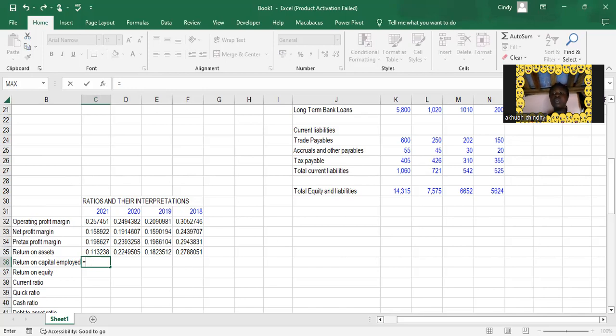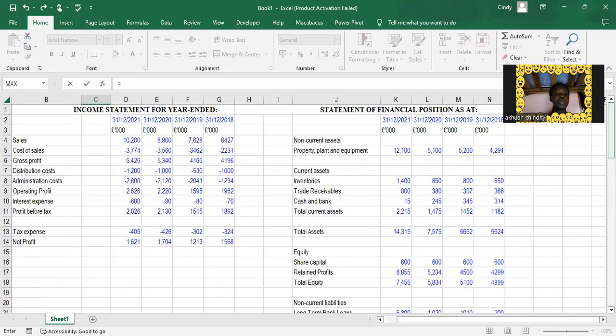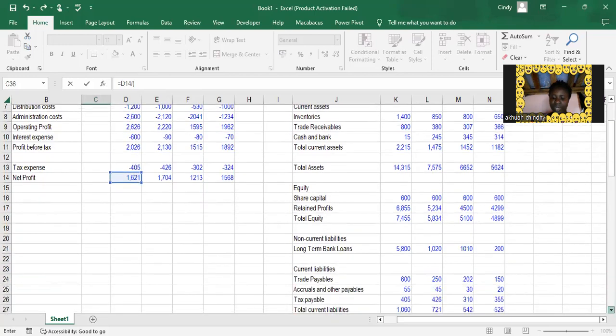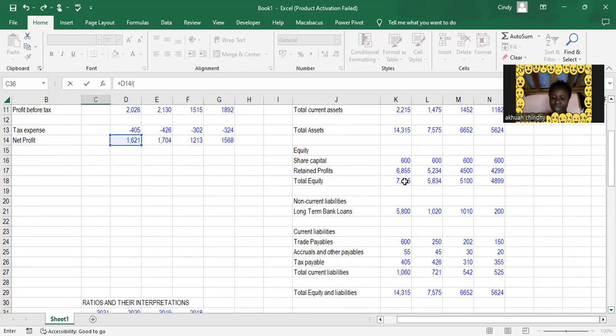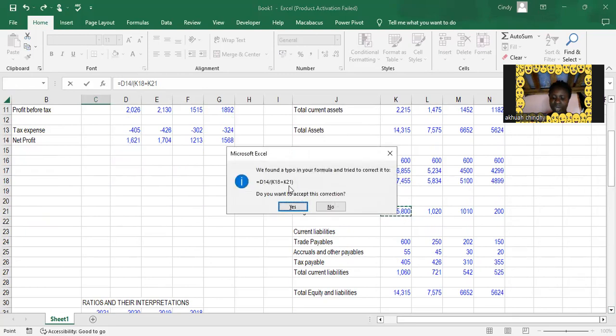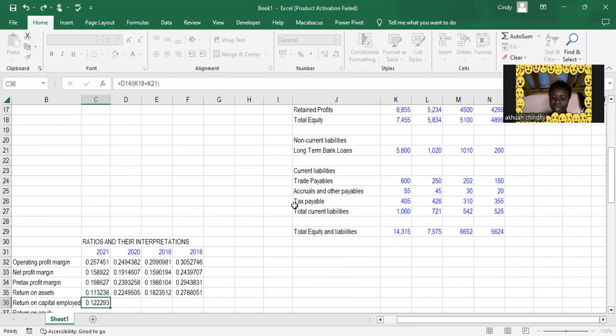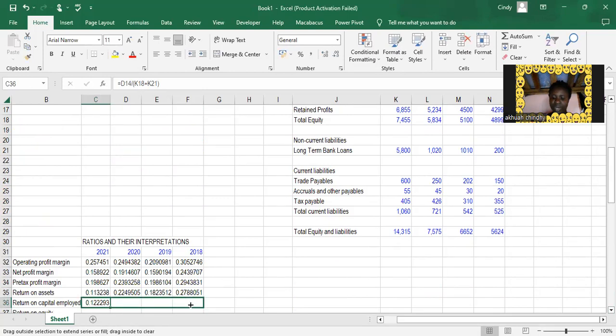So we'll move on to our income statement. We'll pick our net profit. Then we'll divide by the summation of our equity and our long-term liability. So our equity is this plus our long-term liability or non-current liability, which is the long-term bank loan. So here we are not dealing with the current liabilities. All right, so you press enter. So here, just bring the brackets. Excel will do it for you. Then you move it across the years. Then your calculation will be done.